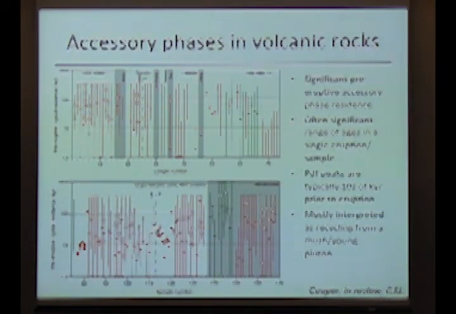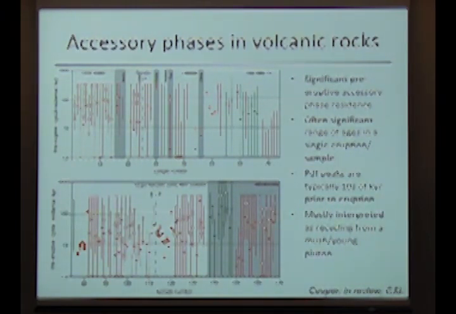So here's a compilation of accessory phases. Each one of these lines represents somewhere between 10 and 100 analyses for a given sample in a given eruption. And then these represent PDF peaks that are primary or secondary. And the significant thing that comes out of this is simply that everywhere you look when you're measuring crystals in volcanic rocks, you see a significant pre-eruptive residence. That is, a significant difference in the age of the crystal and the age of the eruption. So that implies that this kind of cold storage and recycling of material is, if not ubiquitous, certainly common in volcanic systems. And that's mostly interpreted as recycling from a mush or a young pluton.